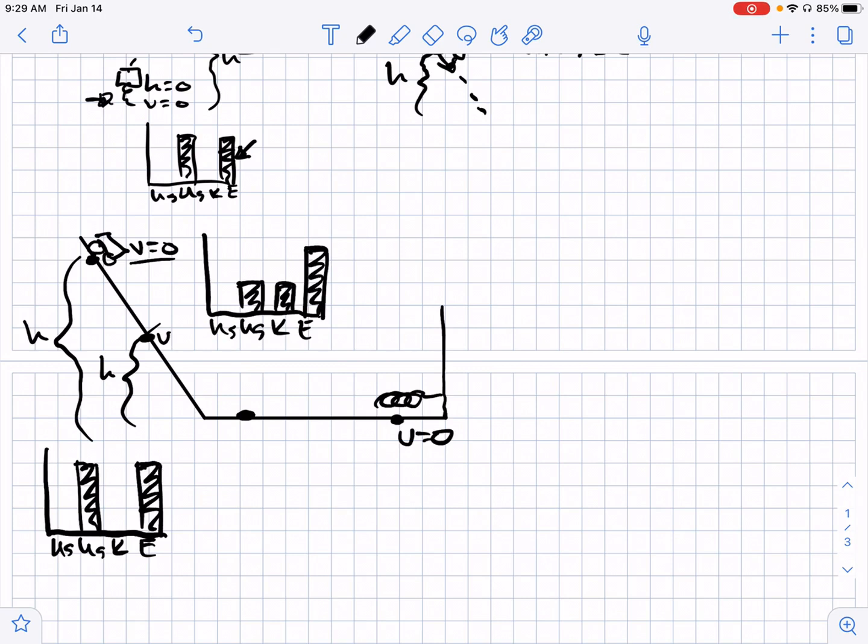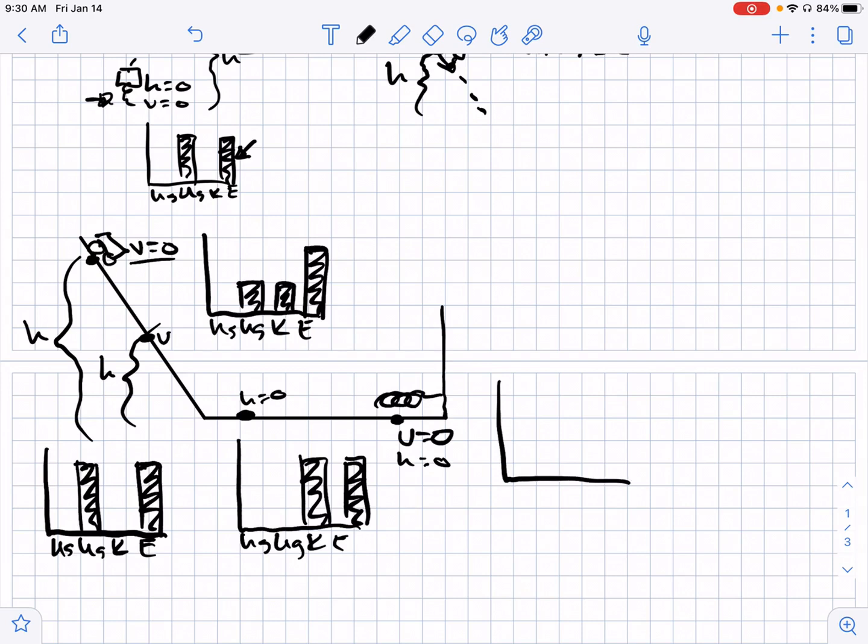Now at the bottom of the ramp, now your height is 0, still no spring, so all of your energy is going to be kinetic. Again, total energy stays the same. And then lastly, once this cart comes and compresses the spring, comes to a stop, your height is 0, your velocity is 0, so all your energy is going to be elastic potential.